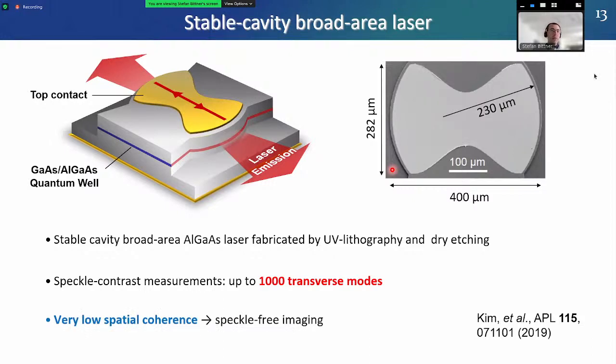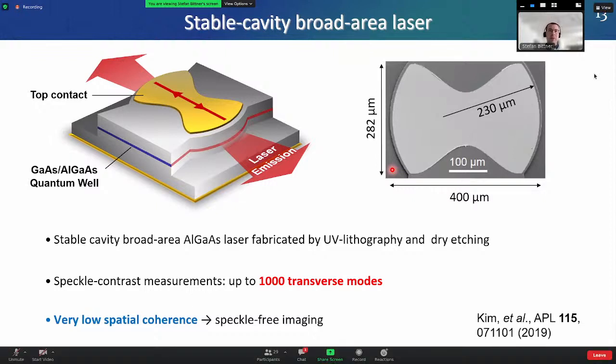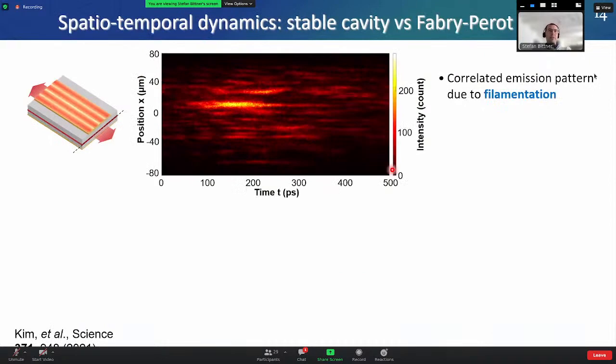Now, the very low spatial coherence of such a laser is not practical if you want to use it as a high power laser, for example, for machining applications where you need to tightly focus it. However, this laser is also interesting for applications that require speckle-free imaging, for example, in full-field microscopy. But let's take a look at the spatiotemporal dynamics.